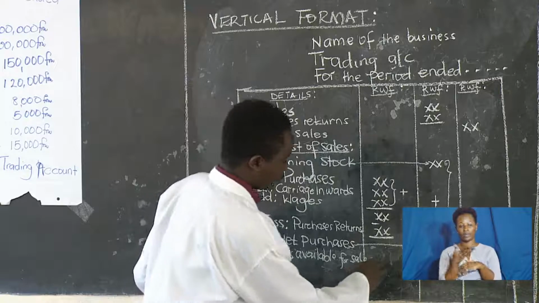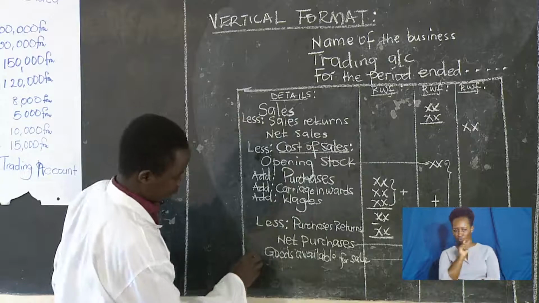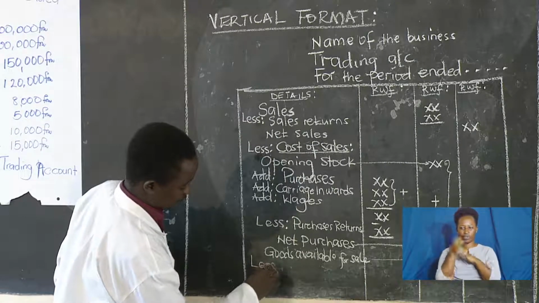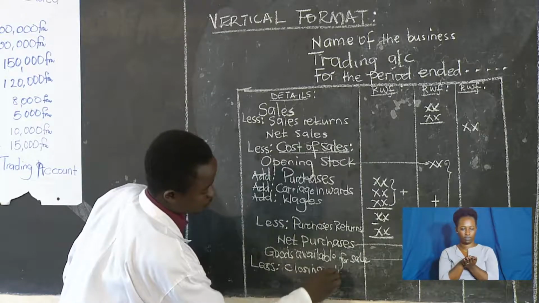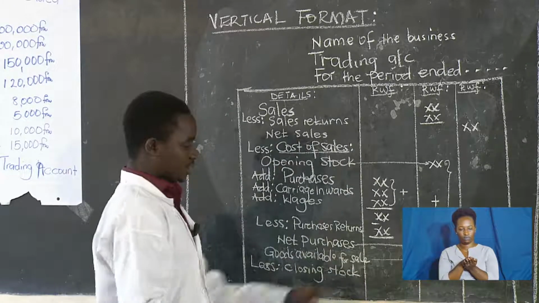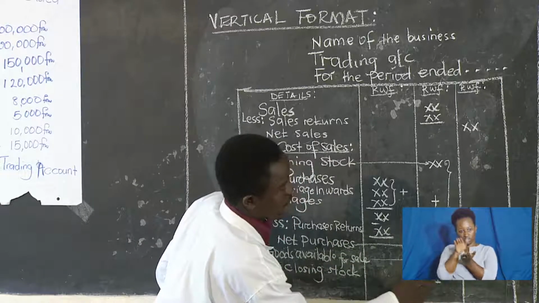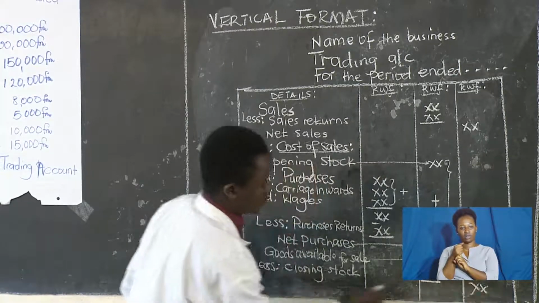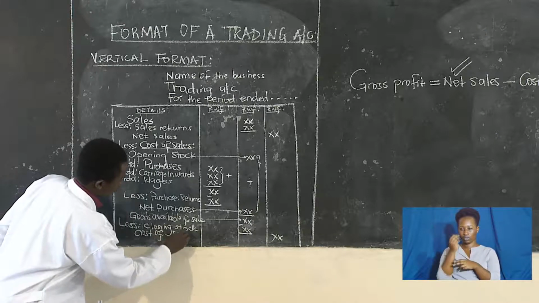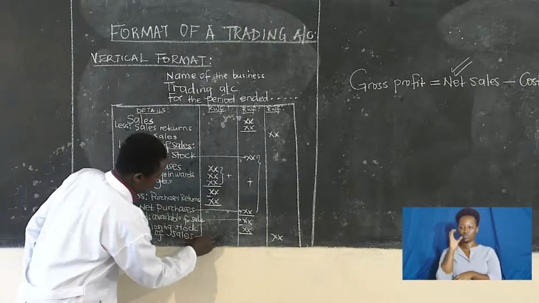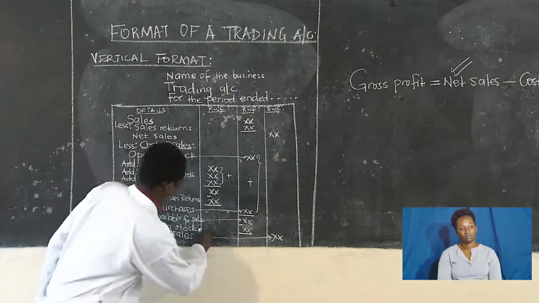Then having goods available for sale as our figure, you subtract closing stock. Remember, we are looking for cost of sales. When you get goods available for sale and you subtract closing stock, you get cost of sales. So that figure is called cost of sales. That's what you have been looking for. So this is your opening stock.